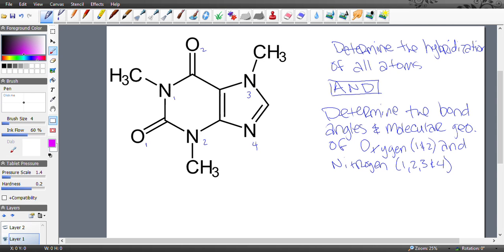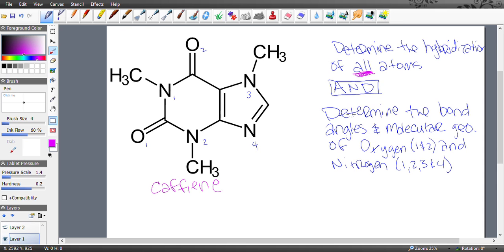Alright guys, so hybridization. Here we have, I think I spelled it right, caffeine. If not, sorry. So the question for this is determine the hybridization of all atoms. And I'll do that in purple. We'll do it in this color.